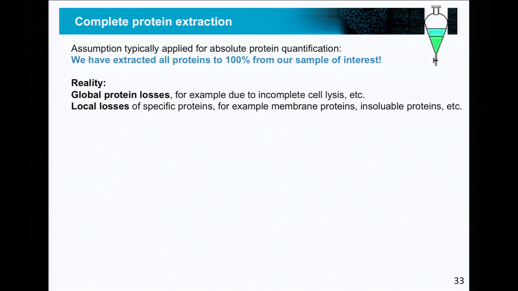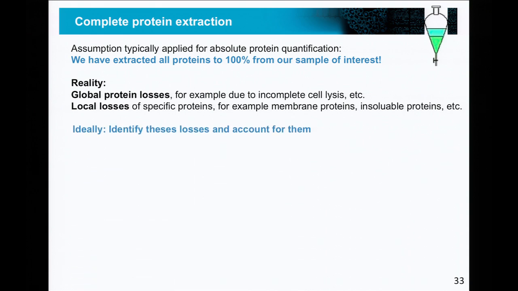But what's actually true is that, of course, we will have global protein losses, for example, due to incomplete cell lysis, some cells which just never lyse. Or you can also have local losses of just specific proteins, for example, membrane proteins or insoluble proteins. You will never get as good in solution as you think, as you want.